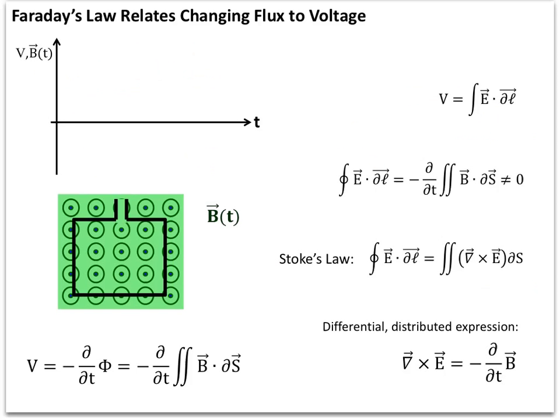Let's do another thought experiment and change this. Instead of moving the loop, let's just keep our loop fixed in space as shown in this diagram right here, and we'll make the magnetic field be a function of time.